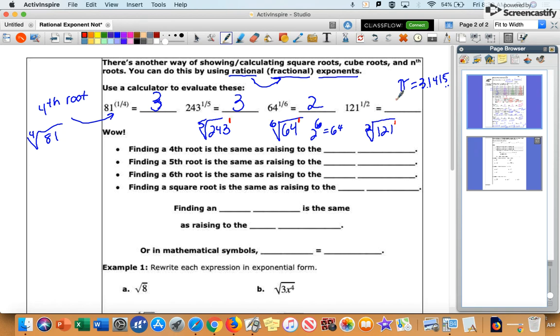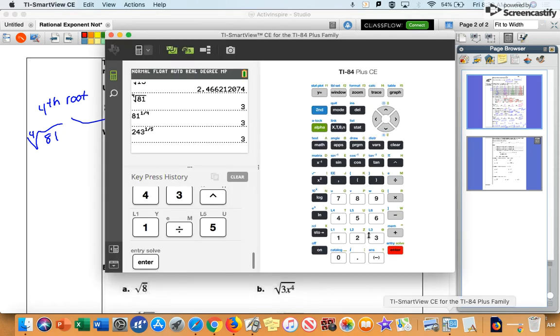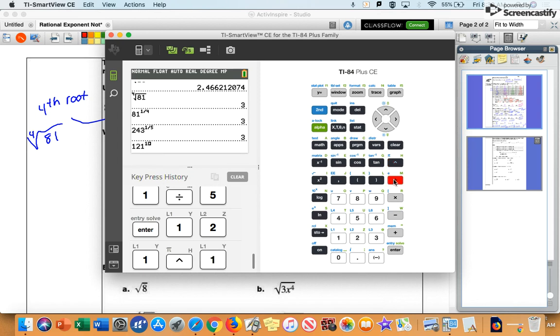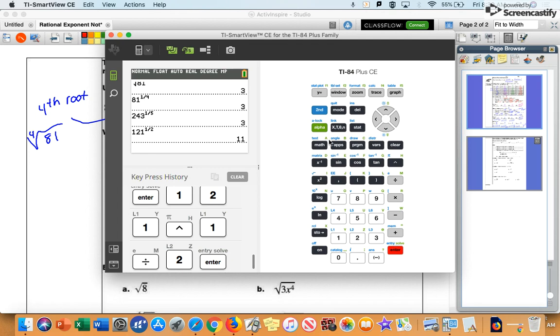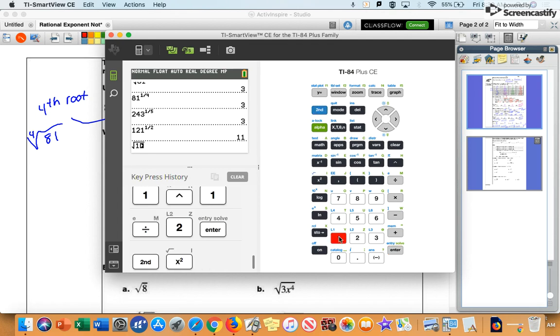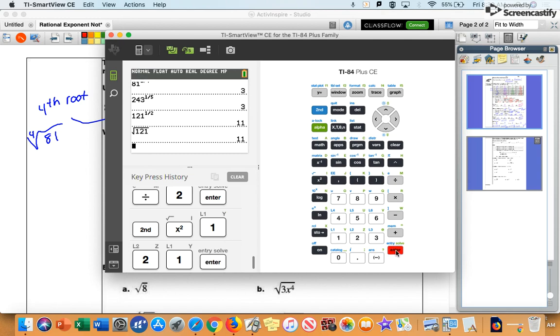So the square root of 121 to the 1/2 power. And by the way, if you want to do that, you can. 121 to the power of 1/2 is the same thing as the square root of 121. So the square root one, if you wanted to use that, square root of 121, notice, is the same thing.